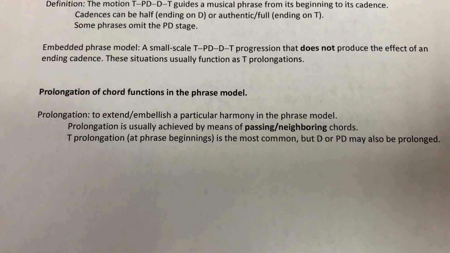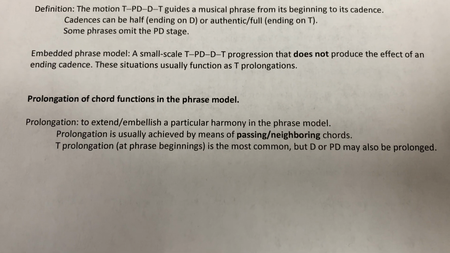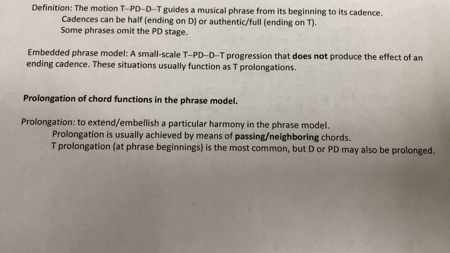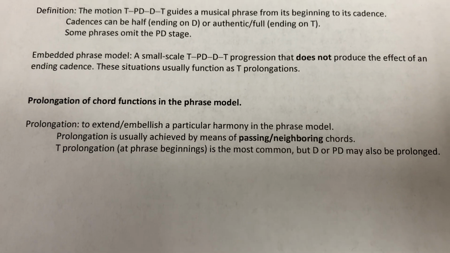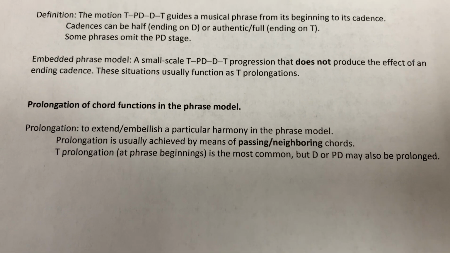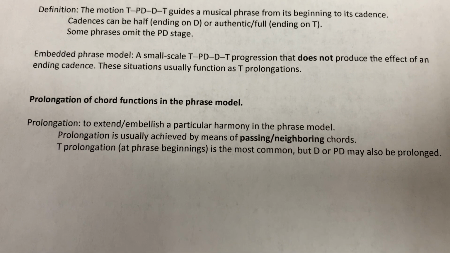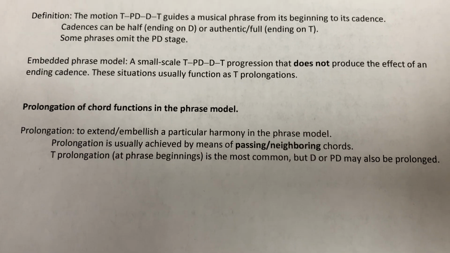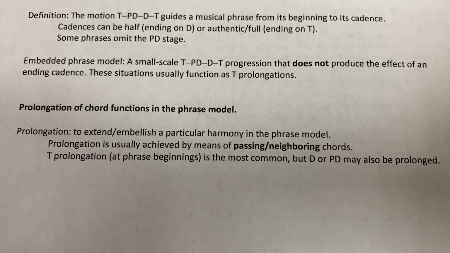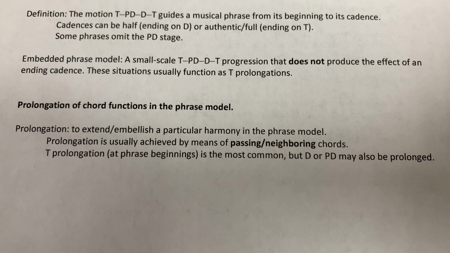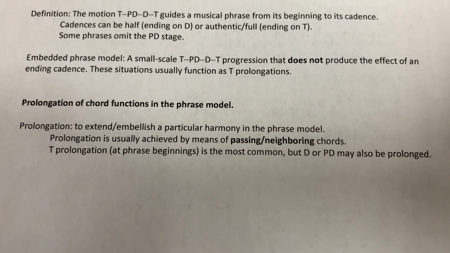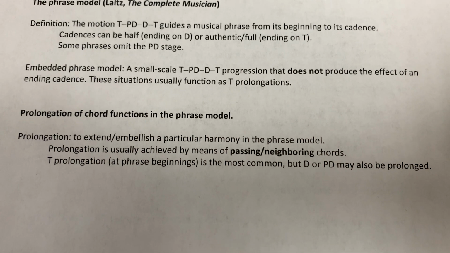So the idea of prolongation basically is just another word for extension. It can also be called embellishing, or compared to embellishing a particular harmony. Therefore, you can prolong a particular harmony in the phrase model, meaning the tonic can be prolonged, the predominant can be prolonged, the dominant can be prolonged. Tonic prolongation is usually the most common of these. What will often happen is that we'll get a phrase where there's a long period of tonic prolongation at the beginning, and then you'll move on to your cadence with the predominant and dominant. But those other functions can also be prolonged.